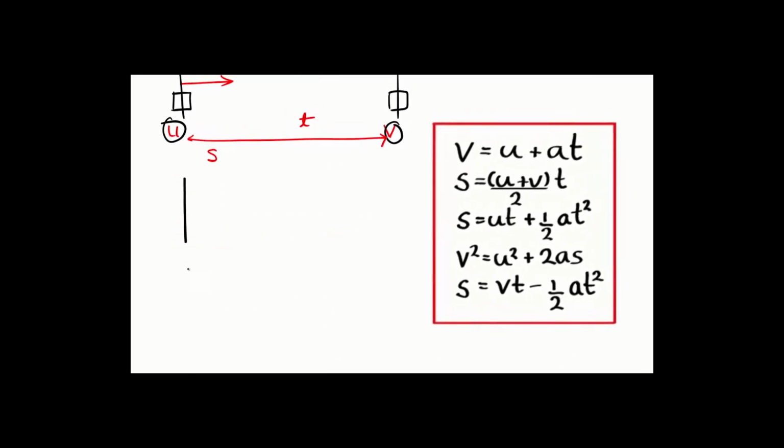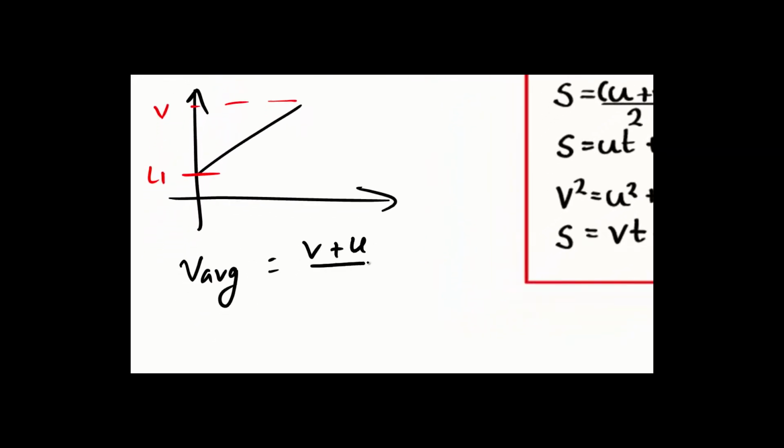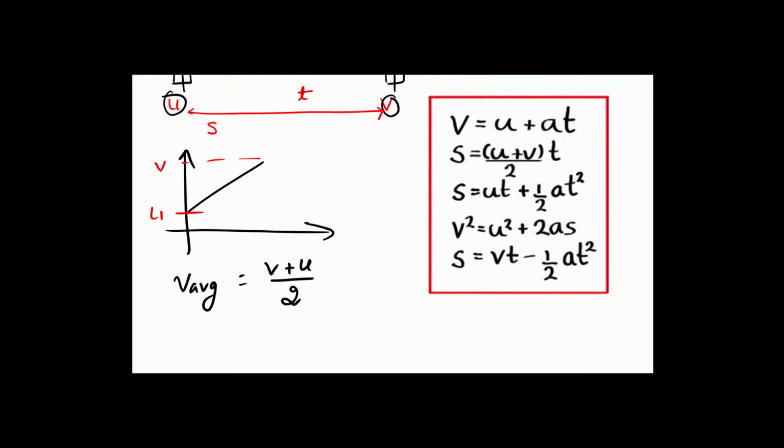Now if you remember the velocity time graph in uniformly accelerated motion, it was something like this. So velocity is increasing uniformly from u to v. If velocity increases uniformly, then you can say that average velocity is equal to v plus u by 2. And if this is the average velocity by which it is moving, then we can simply say that displacement done in time t would be equal to v plus u over 2 into t.